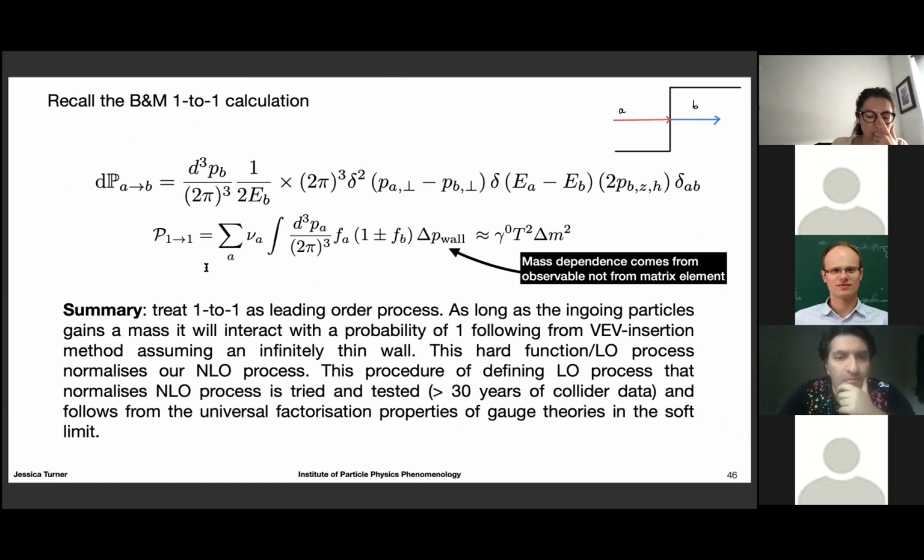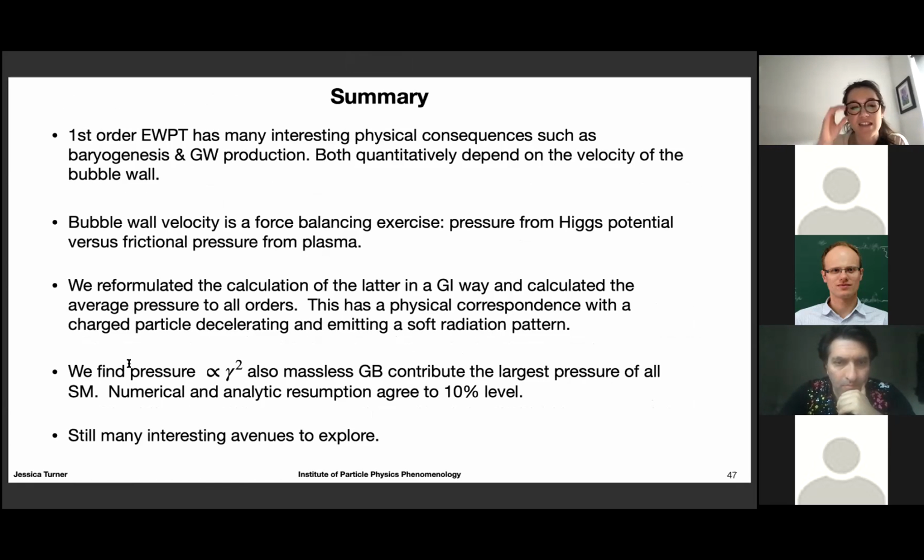So in summary, we treat this 1-to-1 process as a leading order process. As long as the ingoing particle gains a mass, it will interact with a probability of 1, following from a Vev insertion method, assuming an infinitely thin wall. This provides our leading order process that normalizes our next to leading order process. And this isn't an ad hoc procedure. This is supported by how we know how to do scattering experiments and how gauge theories factorize, and how we've tested that over many years using LHC data.